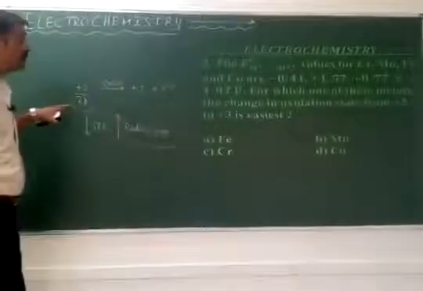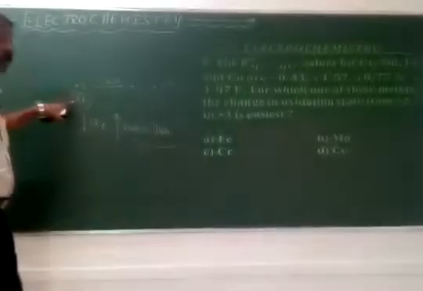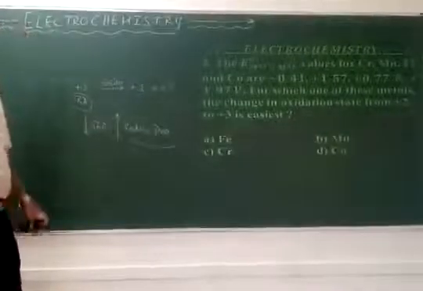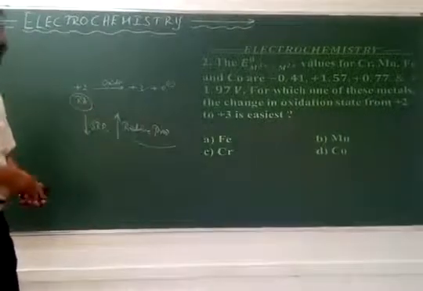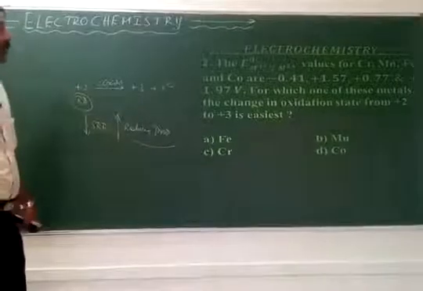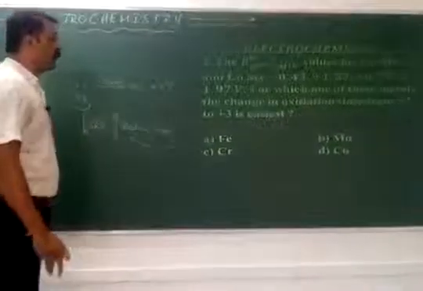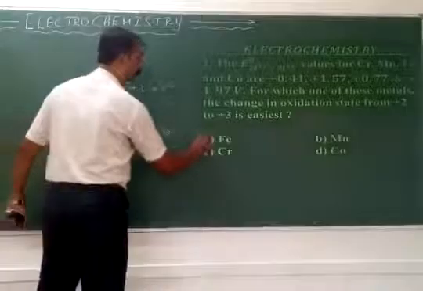Plus 2 to plus 3 is oxidation, so it is an example of a reducing agent. Reducing agent means having the lower SRP. Lower the SRP, better is the reducing property. Therefore, which is having the lowest among those four? Here the lowest is going to be minus 0.4.